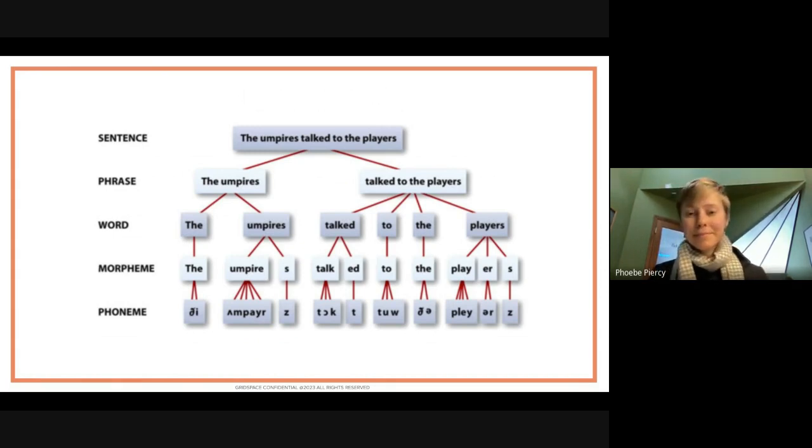So let's say you take a sentence, the umpires talk to the players. You can split this up into its words, but within each word, we can actually split this up further into its morphemes. So, the umpires talked. And then below this, we have the phonetics. So these are the phonemes.